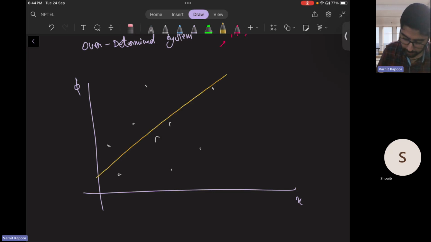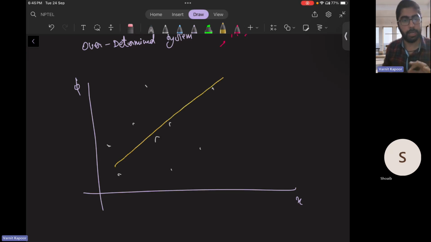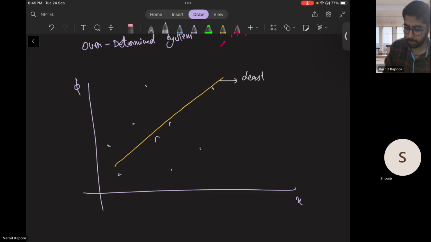We draw a line like this. It goes like this. It will not satisfy any of the points, but it will have the least possible error. So essentially, I've calculated an equation, and this is a least square fit. The least square fit line will not satisfy any of them, but it will have the least error if we consider them one by one. Minimize the error.